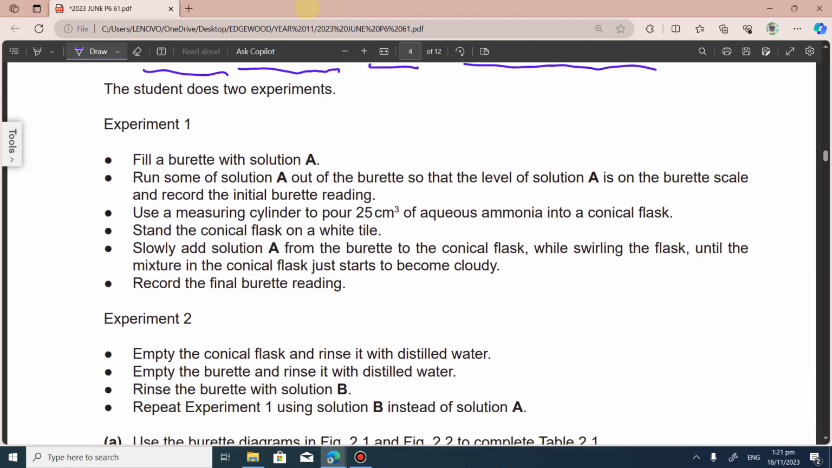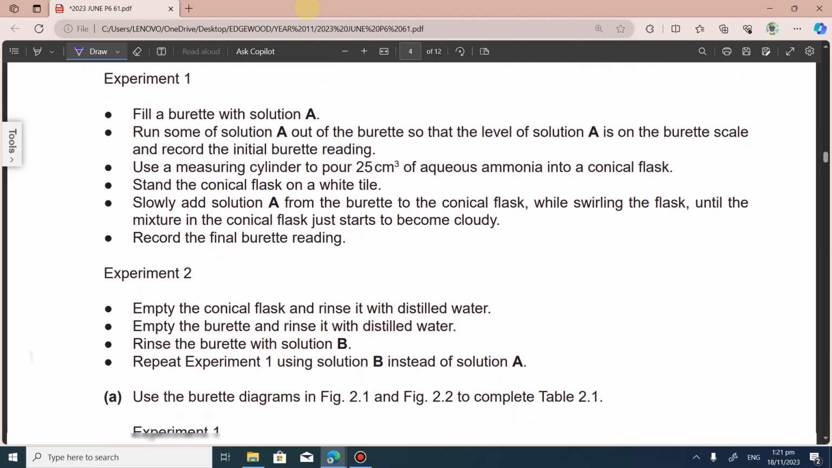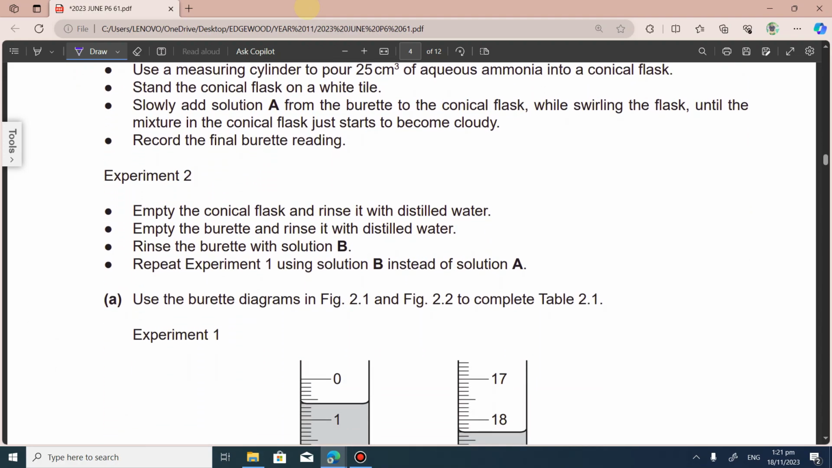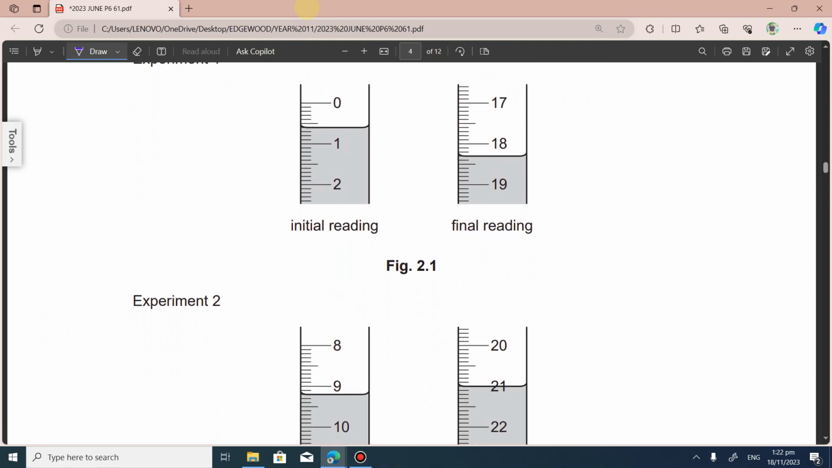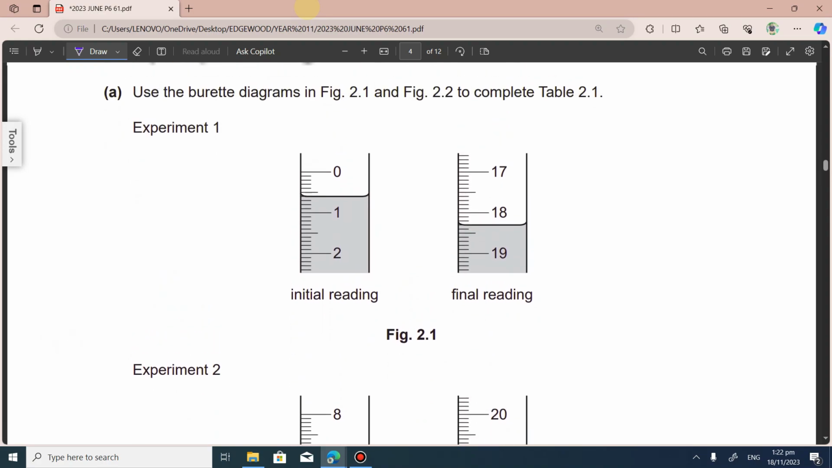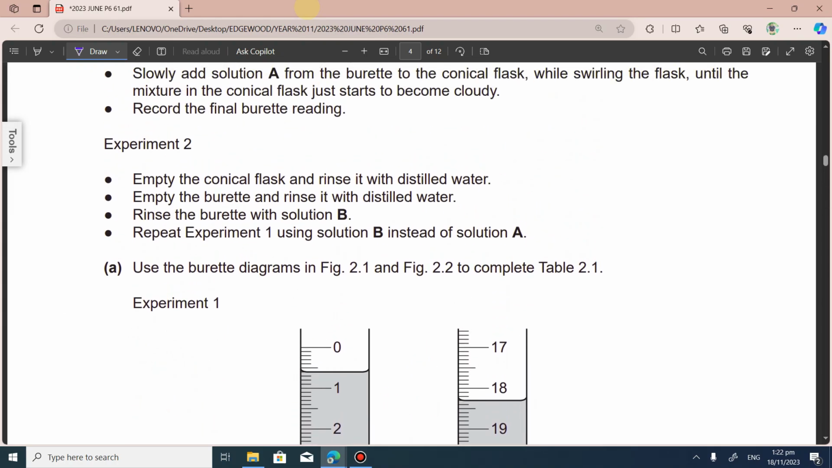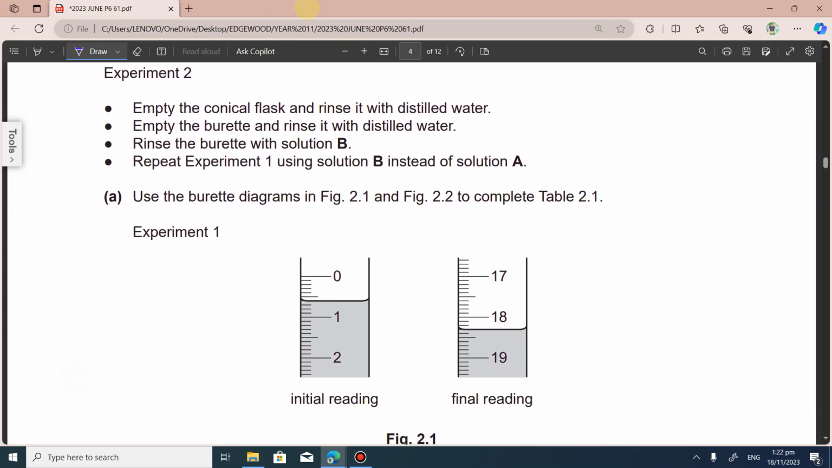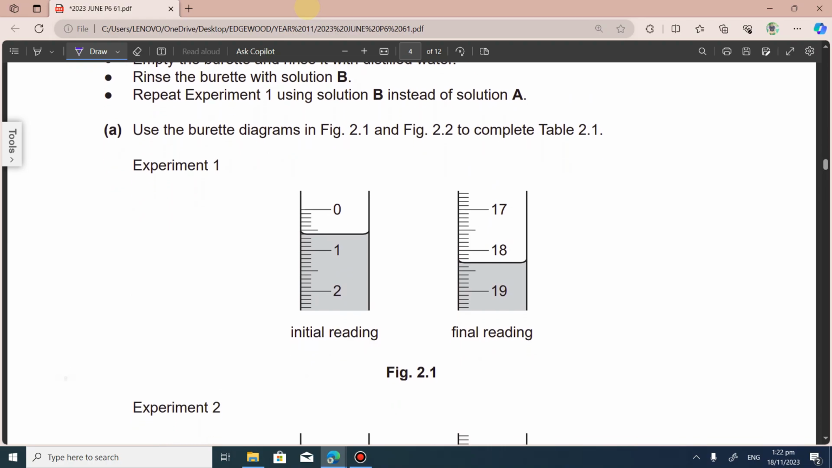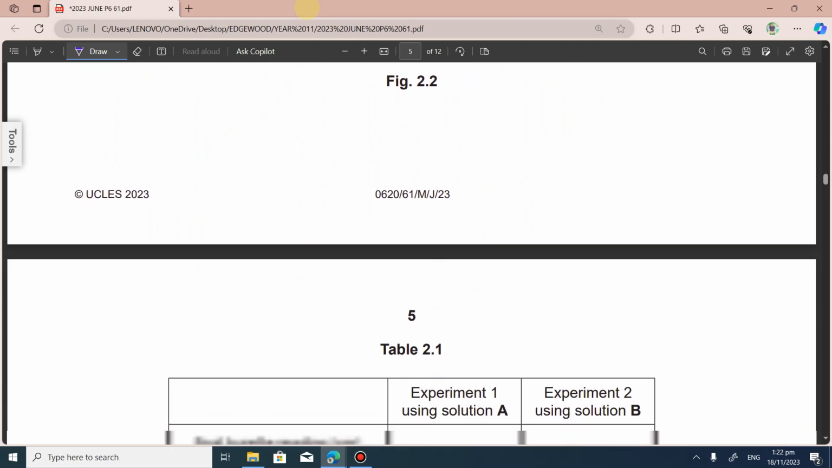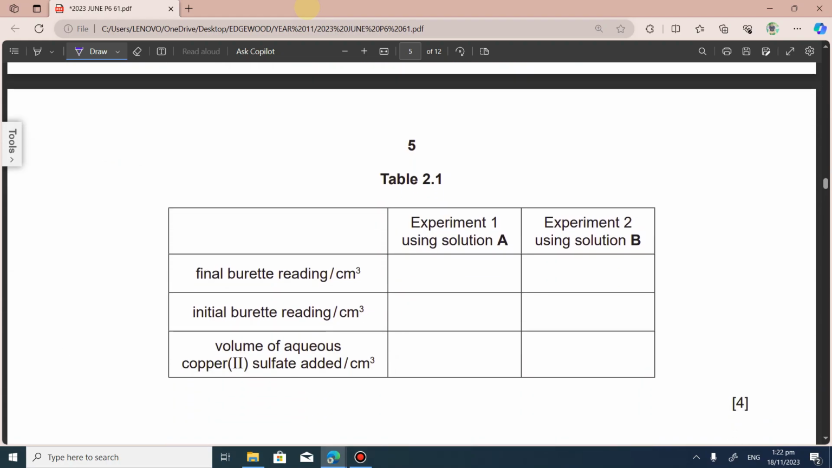Now, the experiment details are all displayed here. We have the burette reading for the first experiment and the burette reading for the second experiment. The difference between experiment 1 and experiment 2 is simply the use of different concentrations. The same compounds are involved, but the concentrations have been varied. Now, let's see what the first question entails. We're expected to fill in the table.